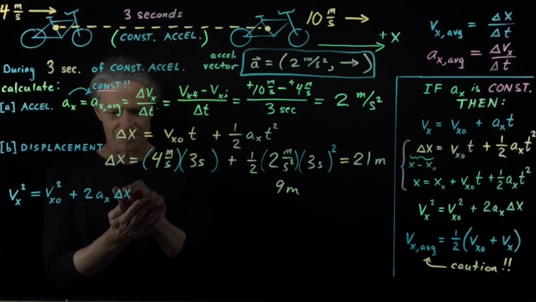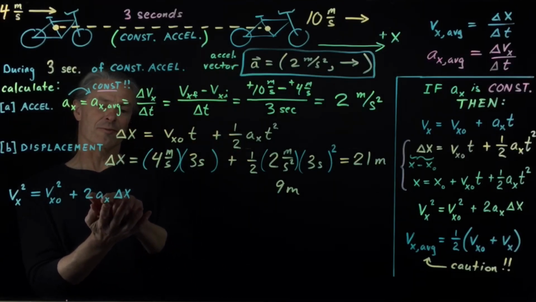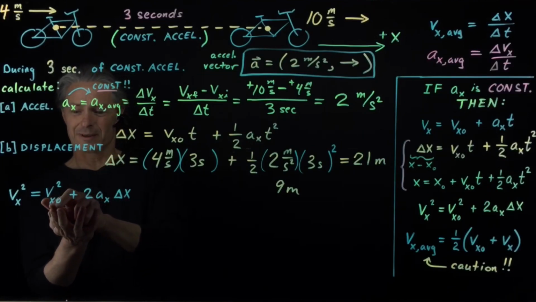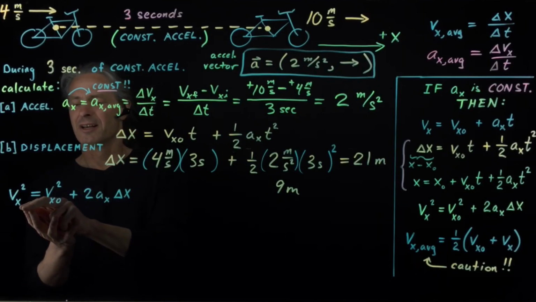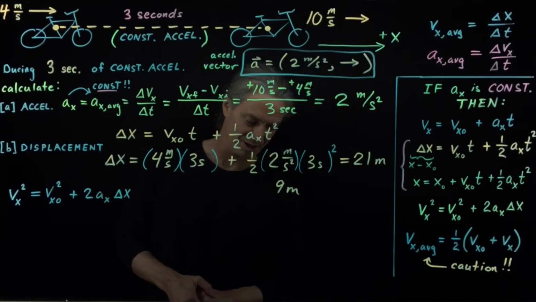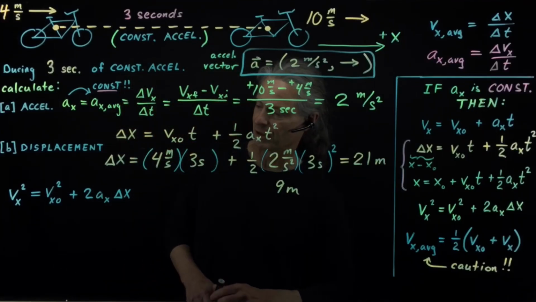In this equation, delta x again is the displacement. A sub x is the x component of the acceleration during that displacement. V sub x0 is the x component of the velocity at the beginning of the displacement, and V sub x is the x component of the velocity at the end of the displacement. All right, so let's figure out what those numbers are and plug them in.